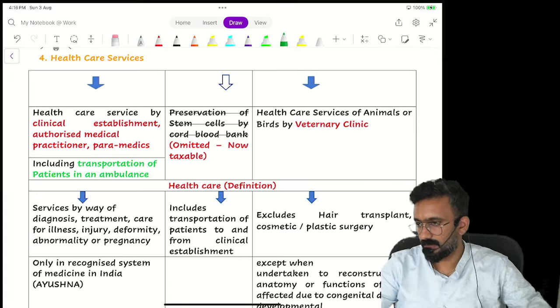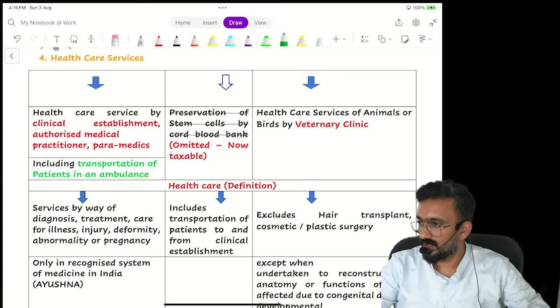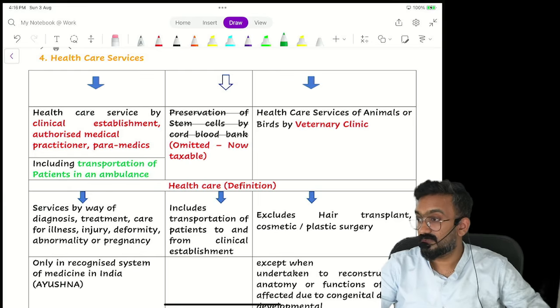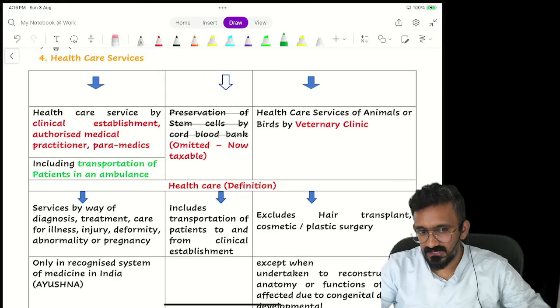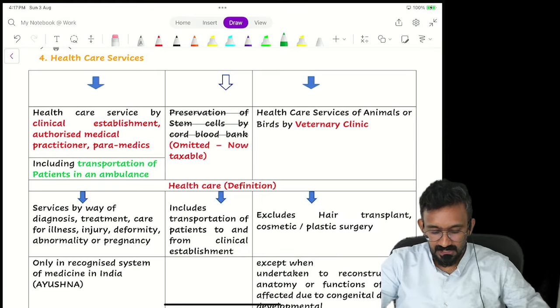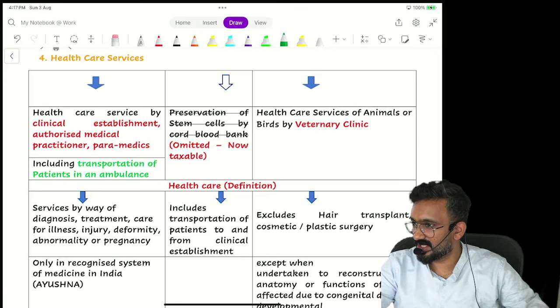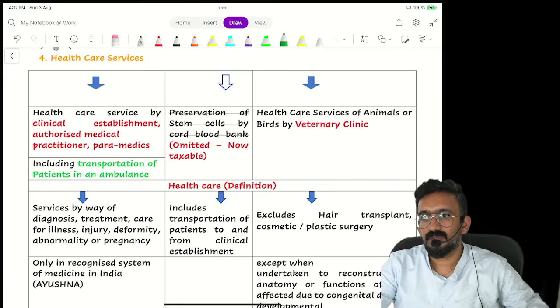Interpret. Specified supplier. How many specified suppliers? 3. Who are they? Clinical establishment, authorized medical practitioner, paramedics. Then, is that it? All their services or combination? Specified activity. What is that activity? Healthcare services. Say a clinical establishment is providing some other activity other than healthcare. Will they get exemption?